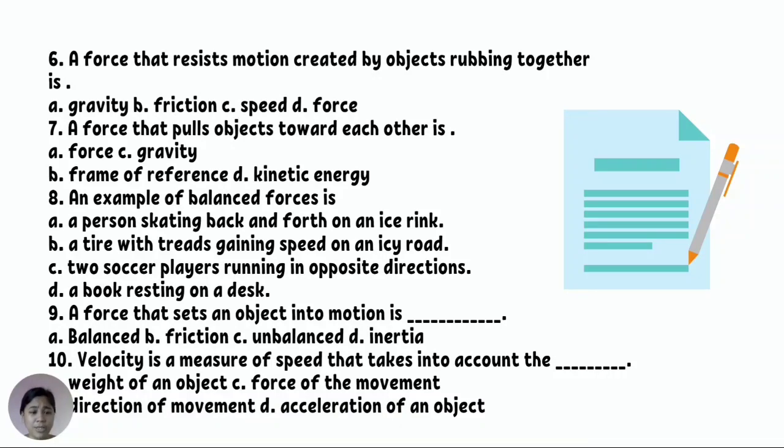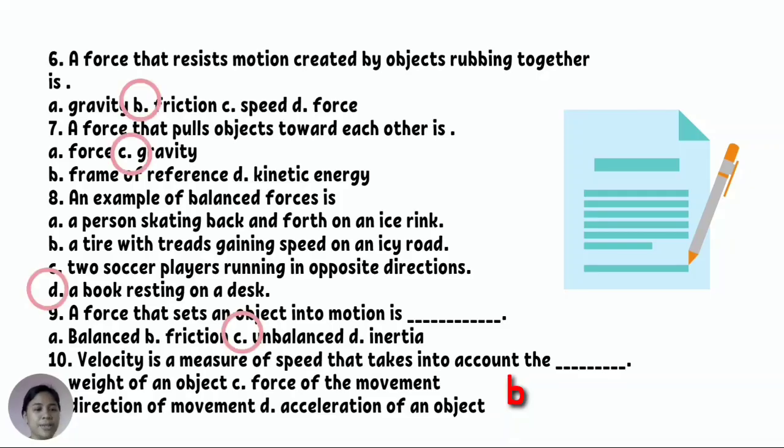Number 9, a force that sets an object into motion is blank. A. Balanced, B. Friction, C. Unbalanced, or D. Inertia. And number 10, velocity is a measure of speed that takes into account the blank. A. Weight of an object, B. Direction of movement, C. Force of the movement, or D. Acceleration of an object. And these are the correct answers.